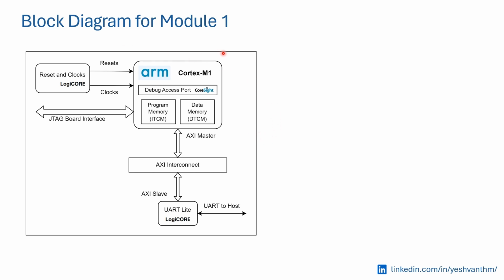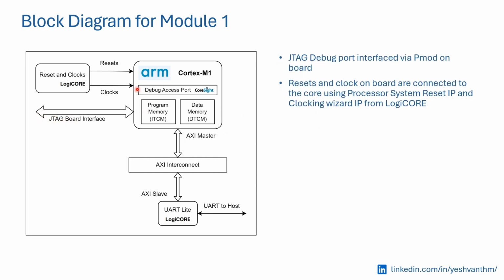And this is the block diagram for the module 1. So the JTAG interface from the Cortex-M1 is taken out through the PMOD interface available on the FPGA board. The resets and clock controls are connected to the core using the processor system reset IP and the clocking wizard IP from Logicore.